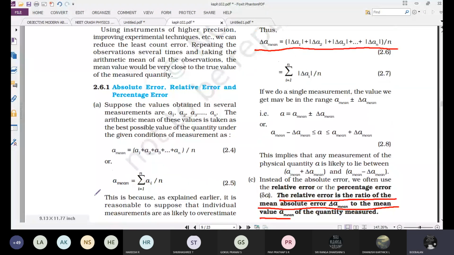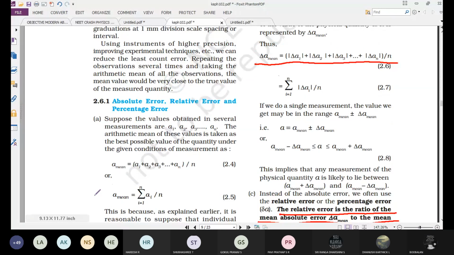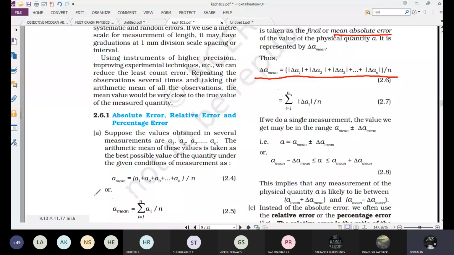So this is the range formula: true value plus or minus mean absolute error. This gives the maximum and the minimum range. Plus or minus 2%, 3%, we are saying, no? That's the range formula. Okay.